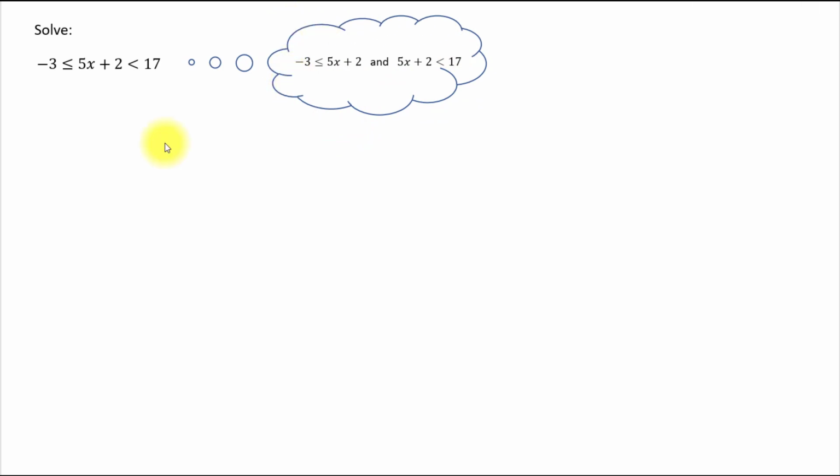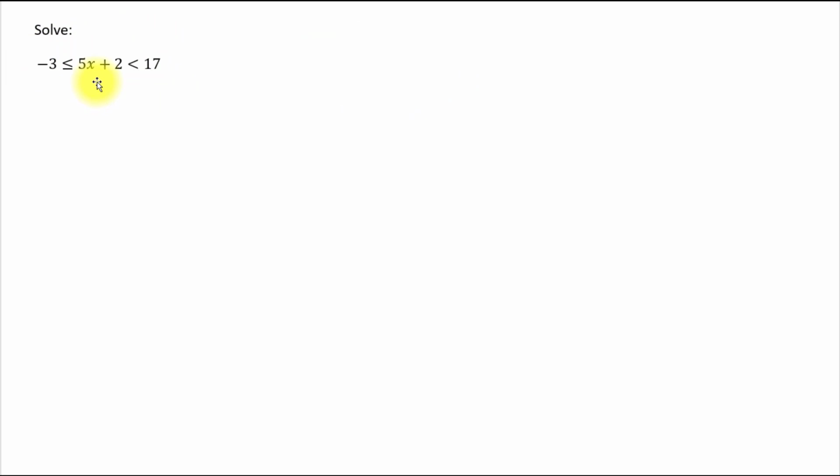But the good news is that we don't really need to split up this three-part inequality in order to solve it. It's actually easier to solve it in this form. And this is how we approach it. Our main goal is to isolate the variable in the middle part. And the steps we take are very similar to if we only had a two-part inequality.